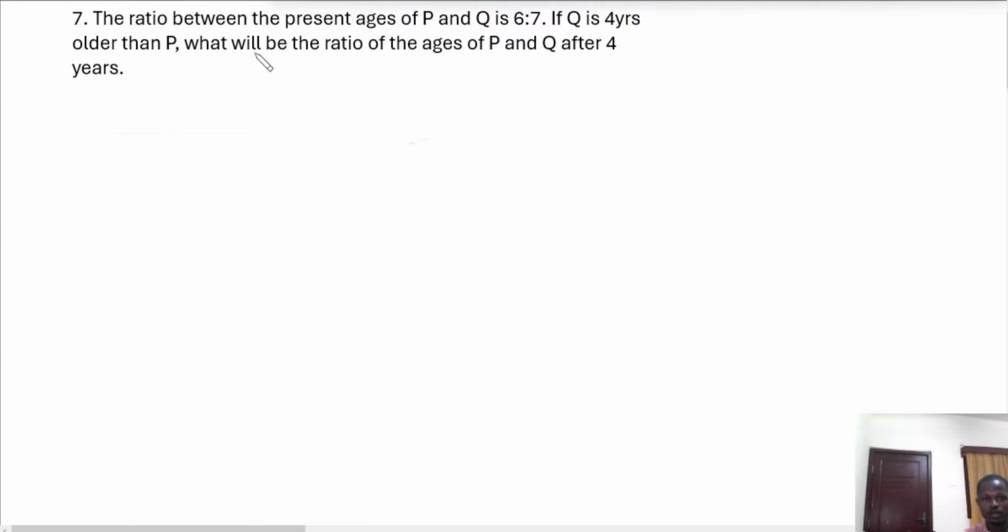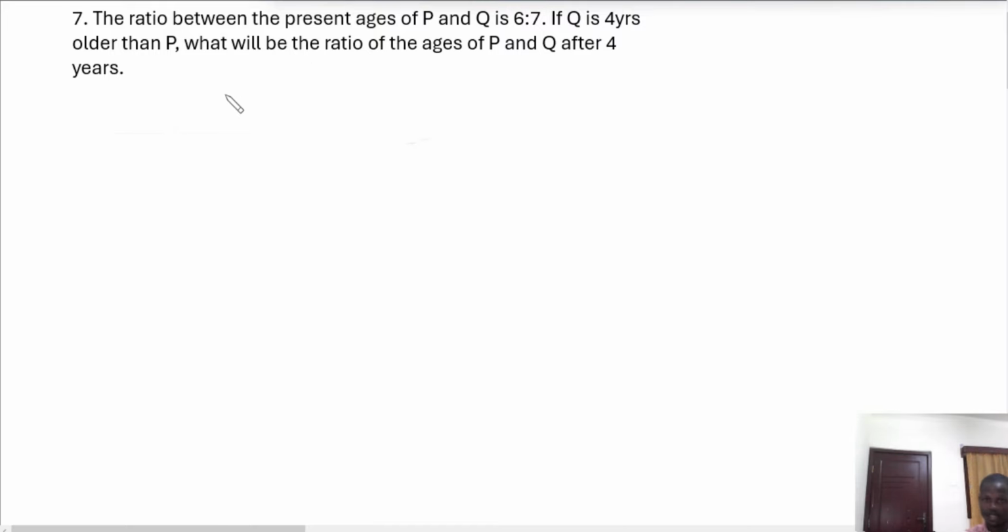So let's get into this question. The ratio between the present ages of P and Q is 6 to 7. If Q is 4 years older than P, what will be the ratio of the ages of P and Q after 4 years? If you have a question like this, you need to analyze it very carefully. In this question, we are told that the present ages of P and Q are in the ratio of 6 to 7, and that Q is 4 years older than P.